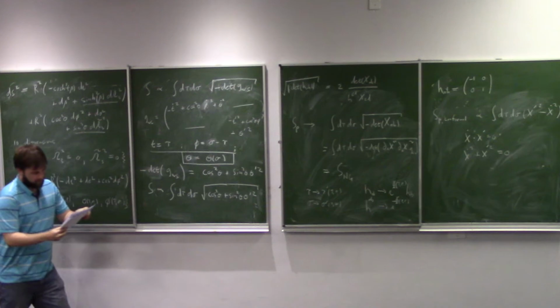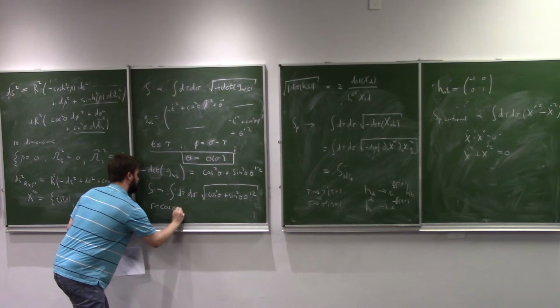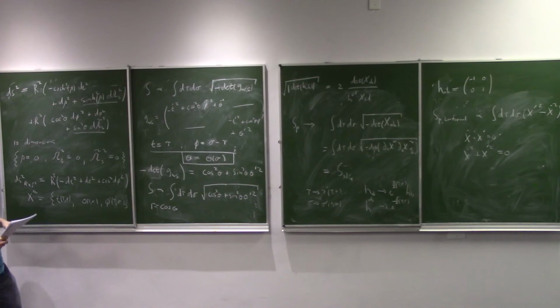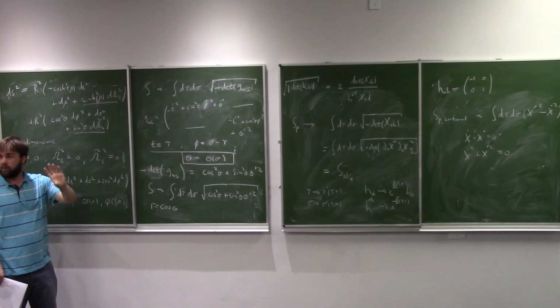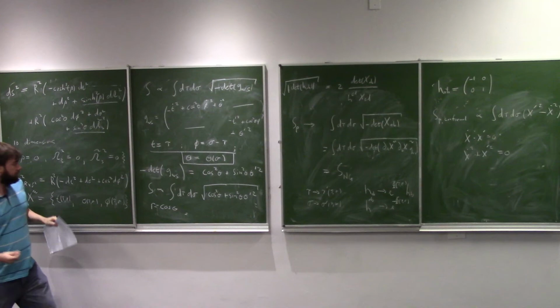Now, I'm going to make one more transformation, just to make life a bit simpler. I'm going to define r is equal to cosine of theta. If you look through the article where the solution was first written down, I actually make r equal to sine theta, but we're going to get to the same solution at the end. Those thetas are just related by taking pi over 2 minus theta, and we'll get the same solution at the end.